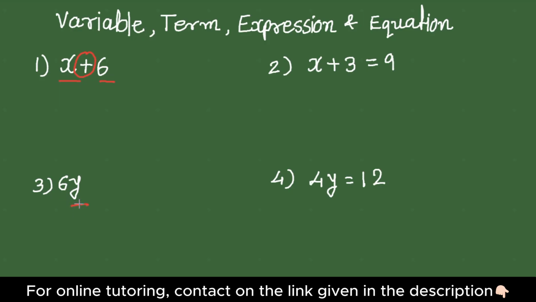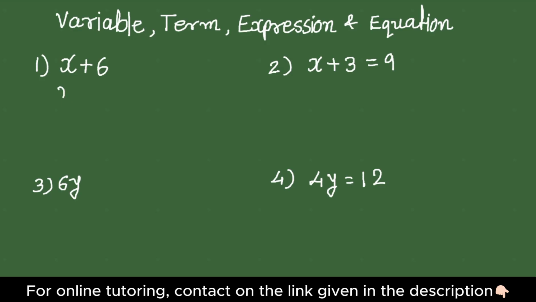Now let us talk about the expression. An expression is a combination of terms. In the first question you can see x plus 6. An expression does not contain an equal to sign. It contains only terms, either one term or more than one term. So in x plus 6 we can take different values of x.